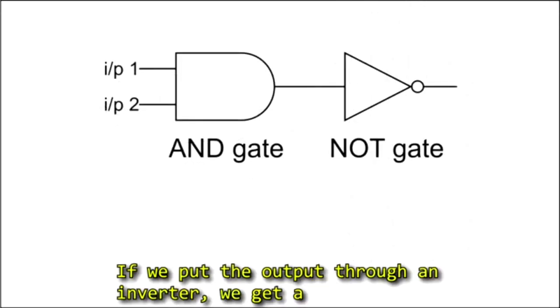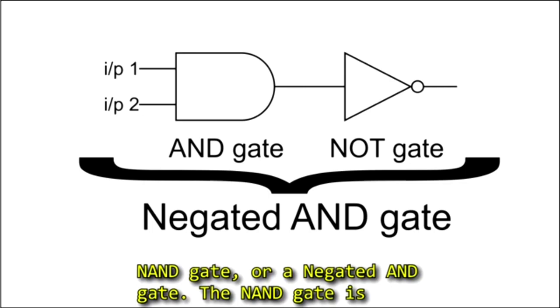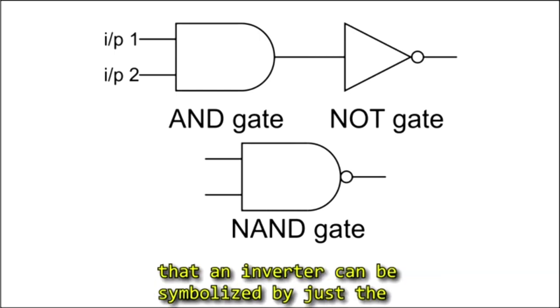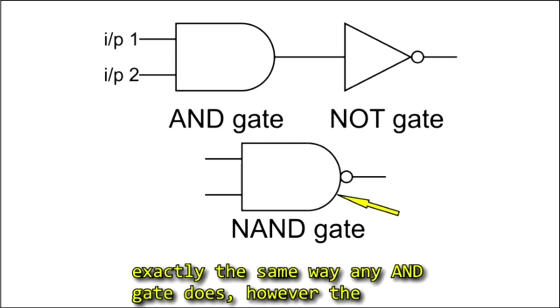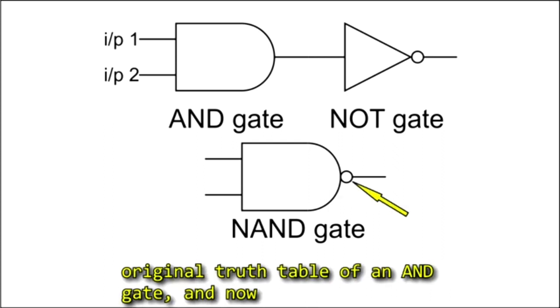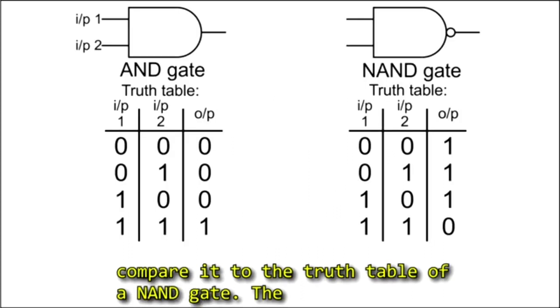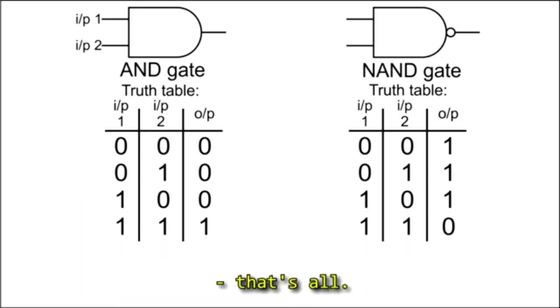If we put the output through an inverter, we get a NAND gate, or a negated AND gate. The NAND gate is the exact same symbol, but you remember I mentioned that an inverter can be symbolized by just the circle? Well, there it is. So this AND gate acts exactly the same way any AND gate does, however the output is now inverted. So let's take a look at the original truth table of an AND gate, and now compare it to the truth table of a NAND gate. The output is the exact opposite of the AND gate. That's all.